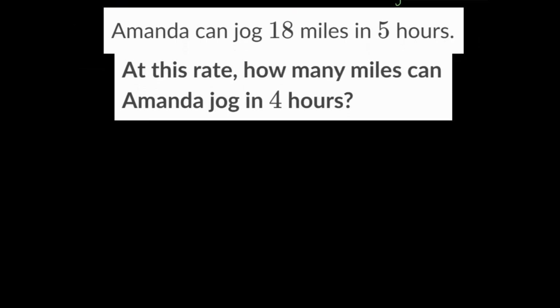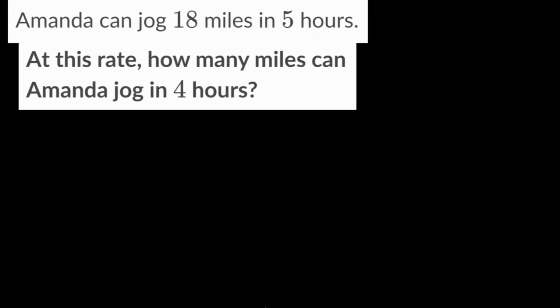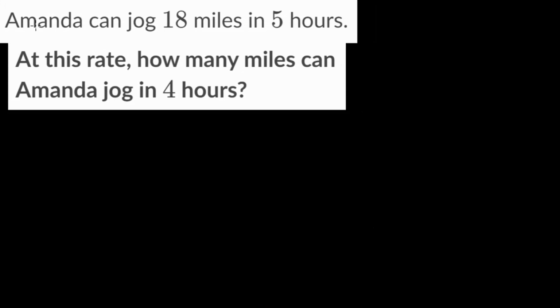Now, assuming that you have attempted the problem, let's start going through it. And the key idea is that we want to use this first statement, Amanda can jog 18 miles in 5 hours. And from that, we can find what's known as the unit rate. Essentially, how many miles can she jog in 1 hour? And then from there, whatever that unit rate is, we can just multiply that by 4.